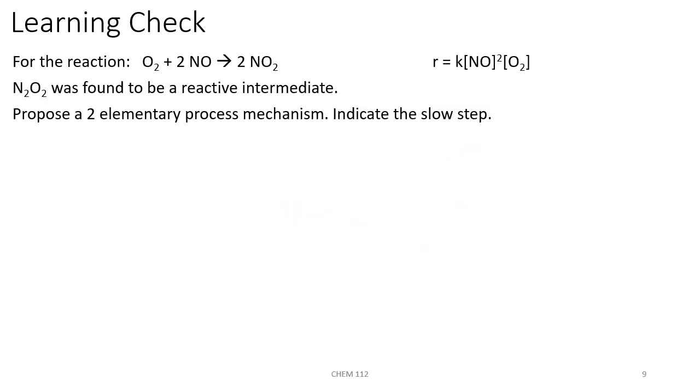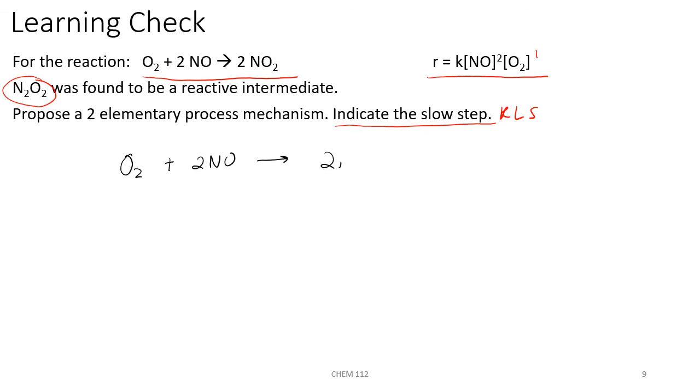So let's try another example where we predict the steps. For the reaction O2 plus 2NO going to 2NO2, the overall rate law for the reaction is R equals K, NO to the second order times O2 to the first order. N2O2 is found to be a reactive intermediate. We're going to propose a 2-step elementary process mechanism, and we're going to also indicate the slow step, or in other words, the rate limiting step. So our overall reaction is O2 plus 2NO forming 2NO2.